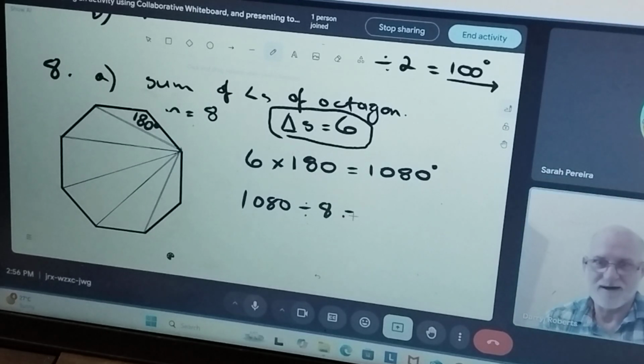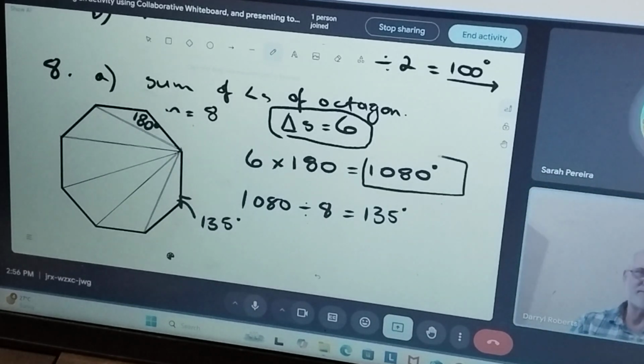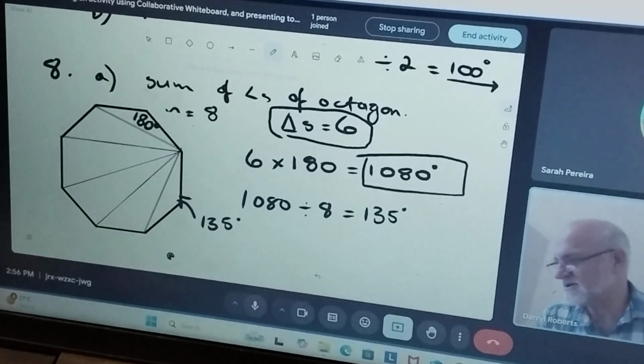Did you get 135? Yes. That's each angle then. So each one of these angles is 135 degrees. Cool, eh? So what am I meant to do? I can't read what that says. Oh no, you were only meant to find that. That's all they wanted was the sum. Oh. So the 1080 answers that question.